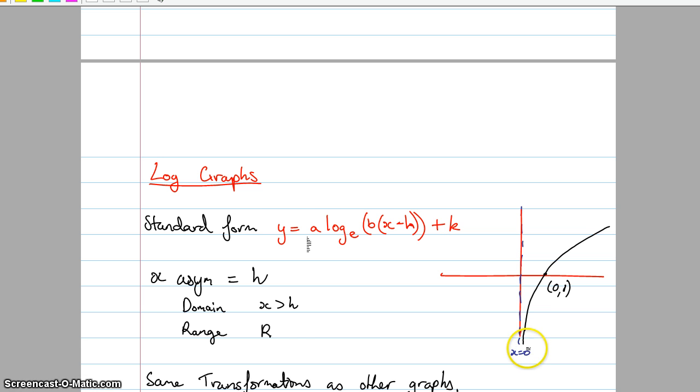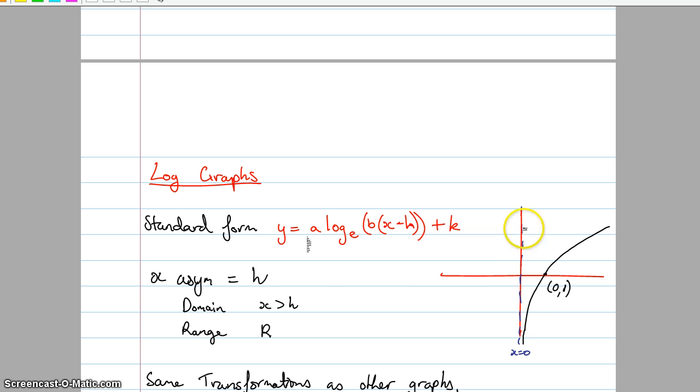Now the standard log graph looks like this. It goes from the asymptote, which is at x equals 0, and it goes up and gets bigger and bigger each time. But the rate at which it's getting bigger is actually getting smaller. So it's an increasing function, but the gradient is decreasing, which we'll look at in calculus in probably chapter 6, I think. It has an x asymptote as opposed to the exponential graphs, which have a y asymptote.